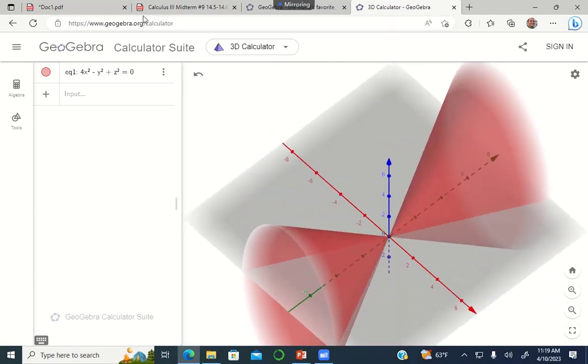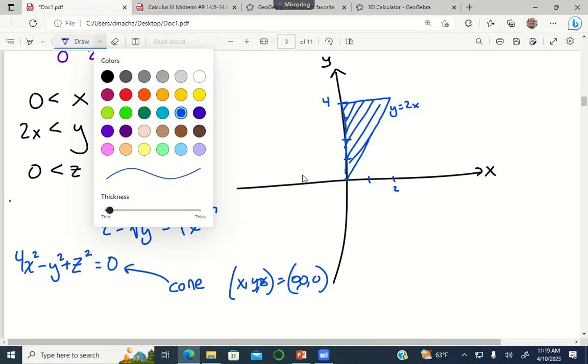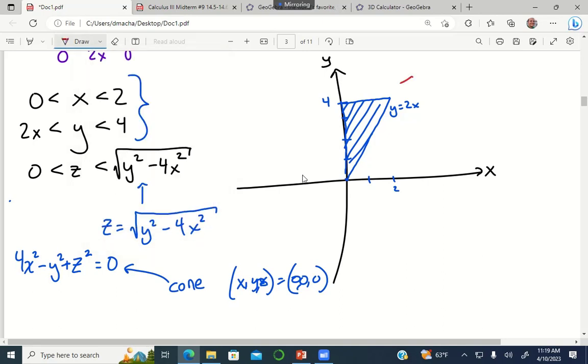and what this is saying is that this surface lives above this region in kind of a cone shape, right? And so the surface is above this.